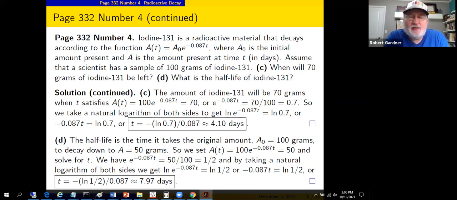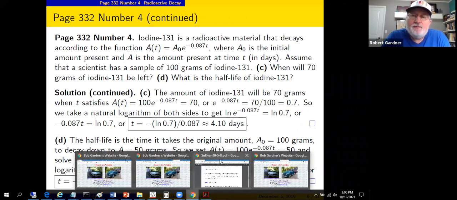And we were just talking about this. We had, what was it? At 9 days, we had, was it 45 something grams left? More than half of it had decayed at 9 days. So we predicted the half-life would be less than 9 days. How much less? I don't know. Looks like it's about a day less. So 7.97 days is what the calculator produces for this number. But the computations are exactly the same as we've been doing.